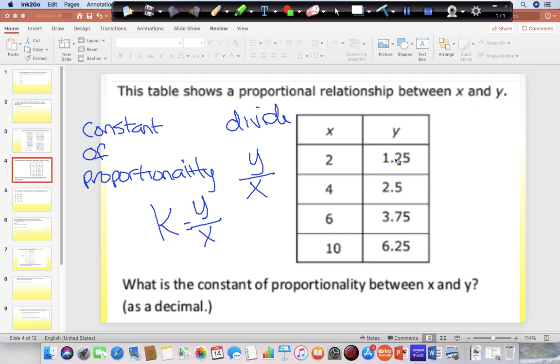Okay, so let's divide our y divided by our x. So 1.25 divided by 2, and that gives us 0.625. Now I would double check just to make sure that the rest of these are going to be the same. I wouldn't do all of them because the problem already told you that they have a proportional relationship. So I just wanted to do 2 just so we could double check. So our constant of proportionality is 0.625.